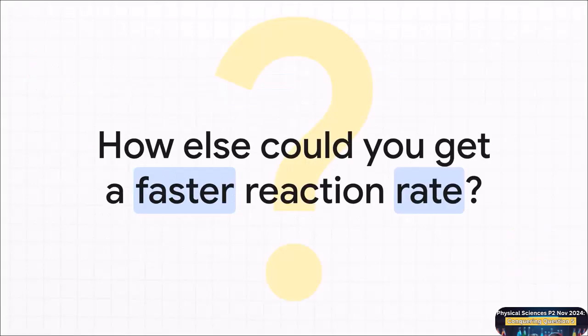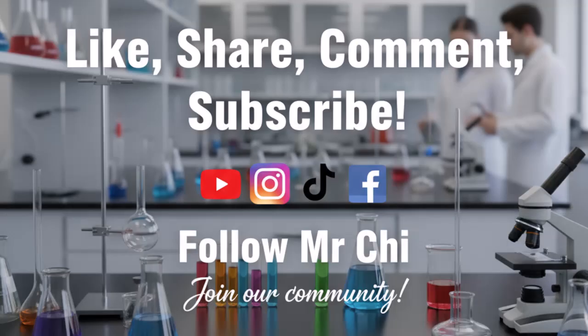Okay, I'll leave you with one final little thought to chew on. We've talked about concentration, we've talked about surface area. Thinking back to that Maxwell-Boltzmann curve we saw earlier, what's one other thing you could change in this experiment to get an even faster reaction, but without changing the final amount of product?